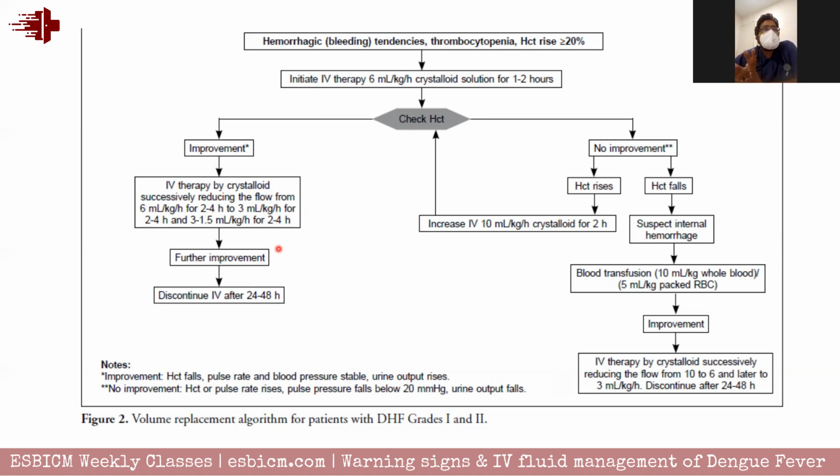And if it is improved, then we have to successfully reduce the fluid. If it is from 6 ml per kg per hour, you can reduce it to 3 to 5 ml per kg per hour for another 2 to 4 hours, then further reduce it to 3 to 1.5 ml per kg per hour for another 24 to 48 hours.